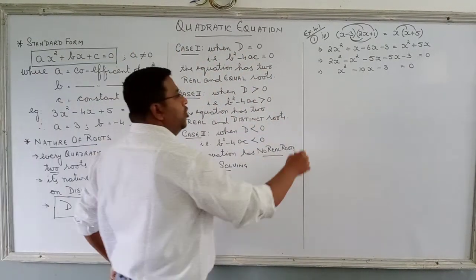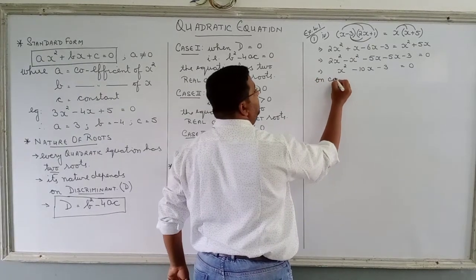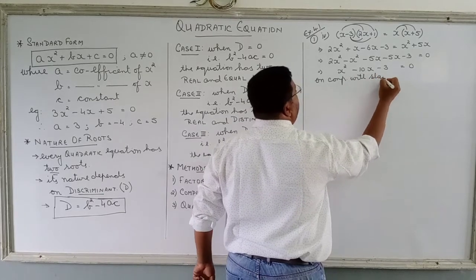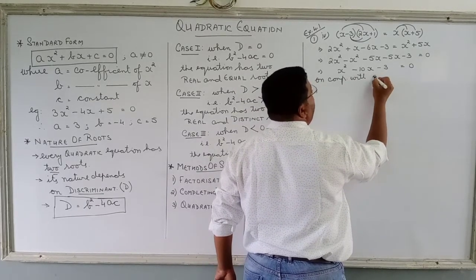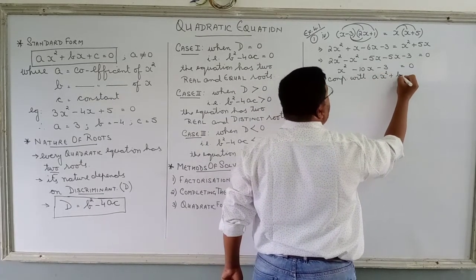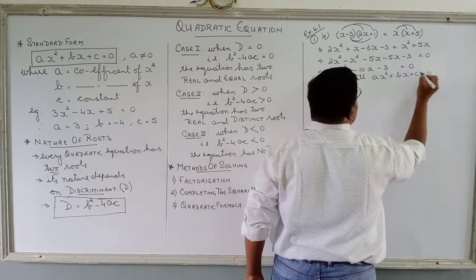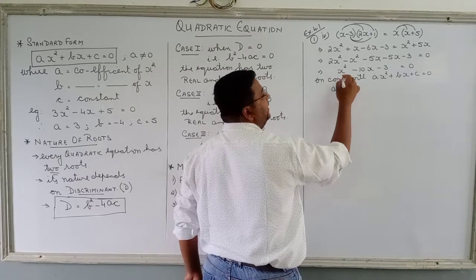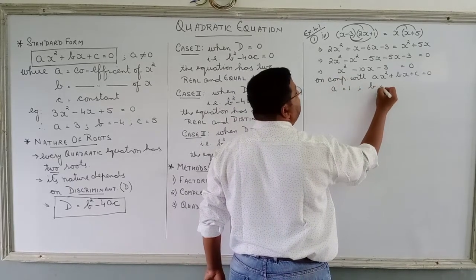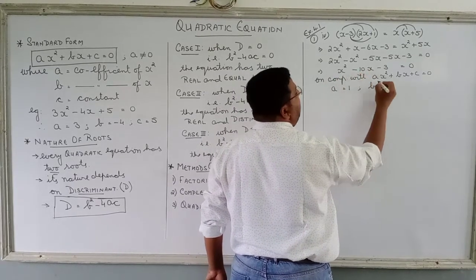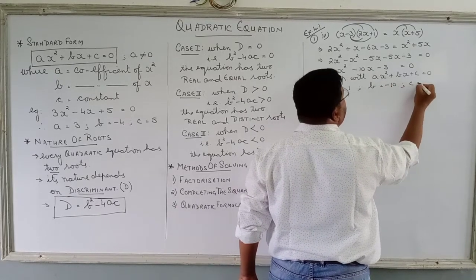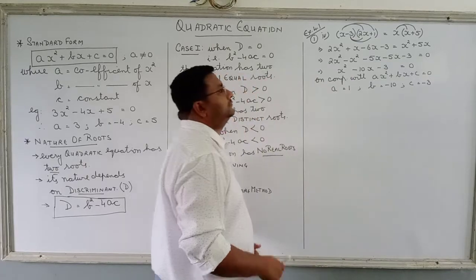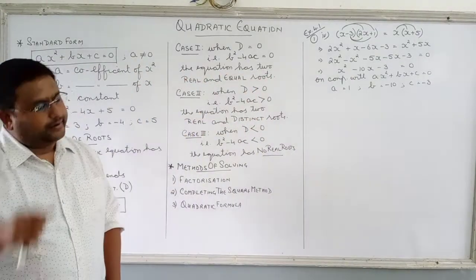Yes. On comparing with the standard form, ax squared plus bx plus c equals to 0. a is equal to what? Coefficient of x squared. What is that? 1. b, that is the coefficient of x, that is minus 10. And c is the constant, that is minus 3. So it is a quadratic equation.